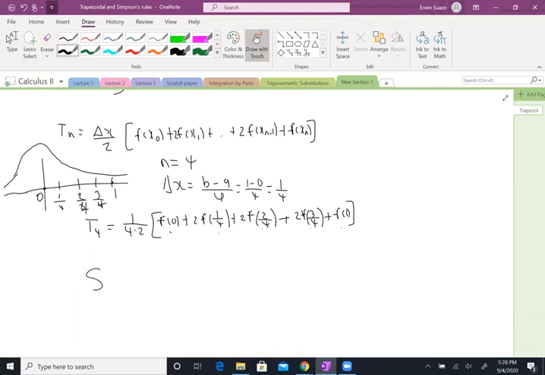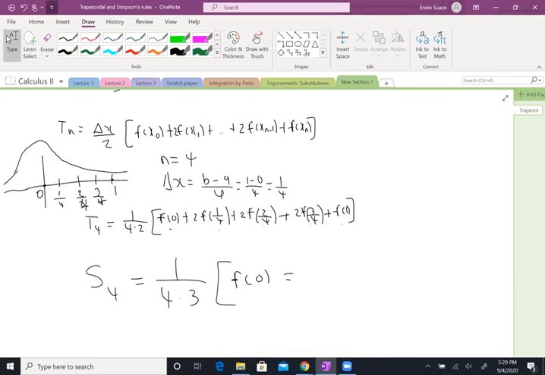Simpson's rule will be 1/4 times 3. Now what we do is f of 0, and then we go 4 times f of 1/4, plus 2 times f of 2/4, then plus 4 times f of 3/4, then plus f of 1.